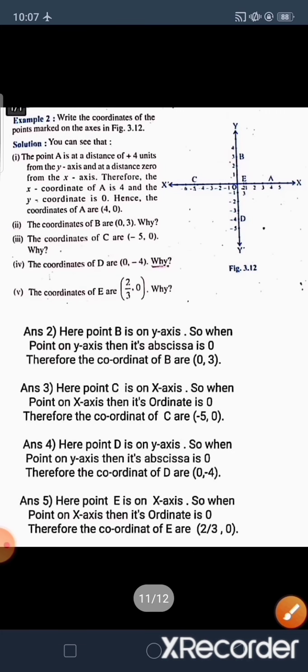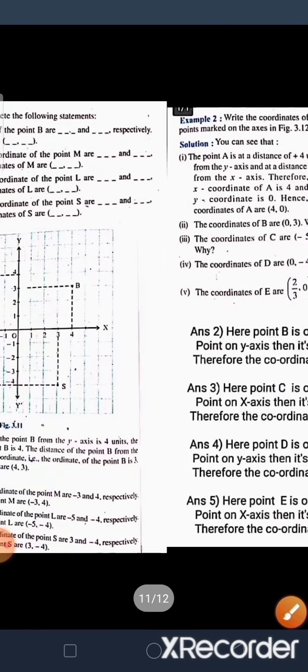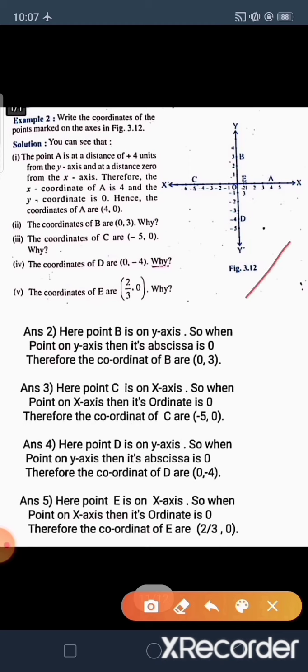Next example, example number 2. Example number 2 is: write the coordinates of the points marked on the axes in figure 3.12. Here we have been given figure 3.12. In the figure, x dash and y dash are perpendicular to each other, and some points are given, named A, B, C, D and E. We have to mark the coordinates of these points.